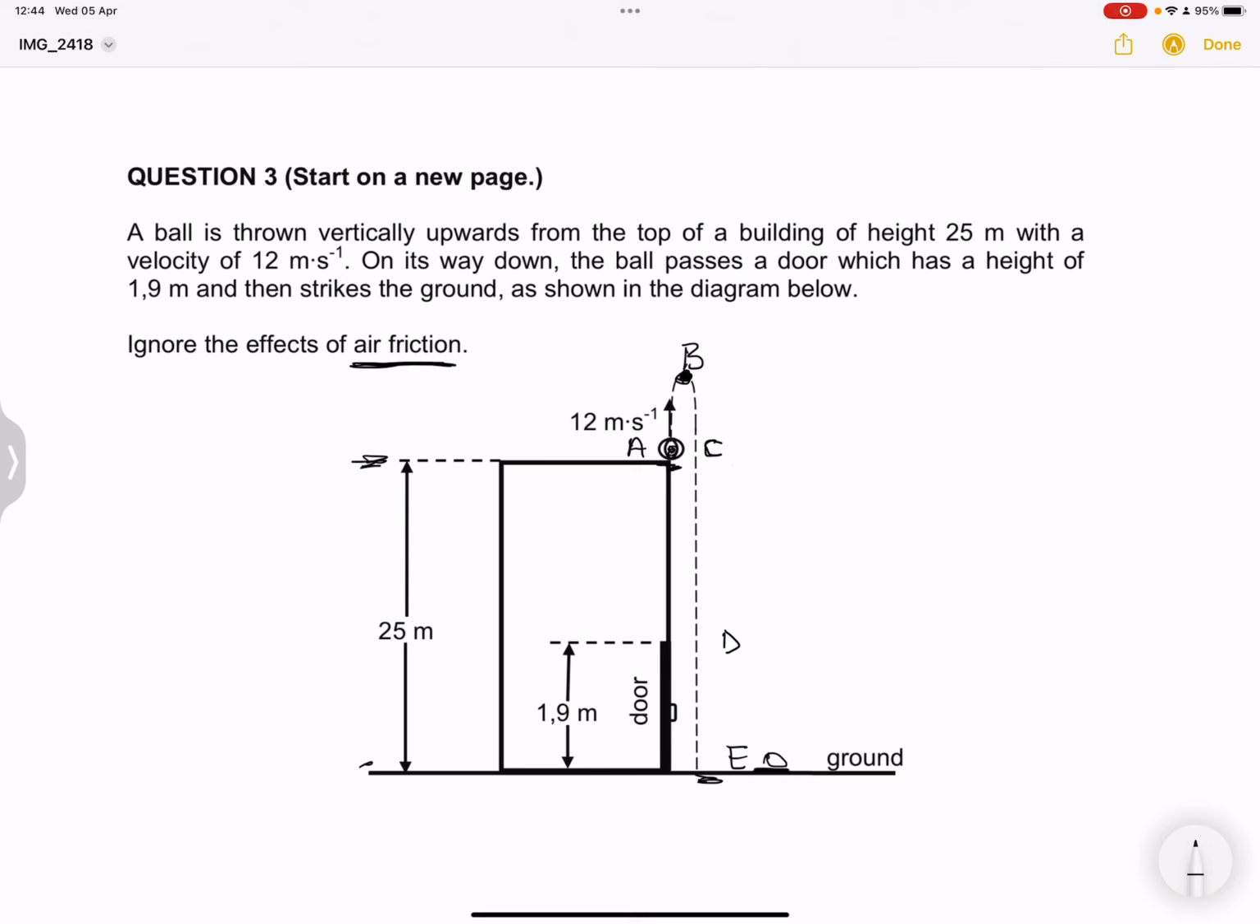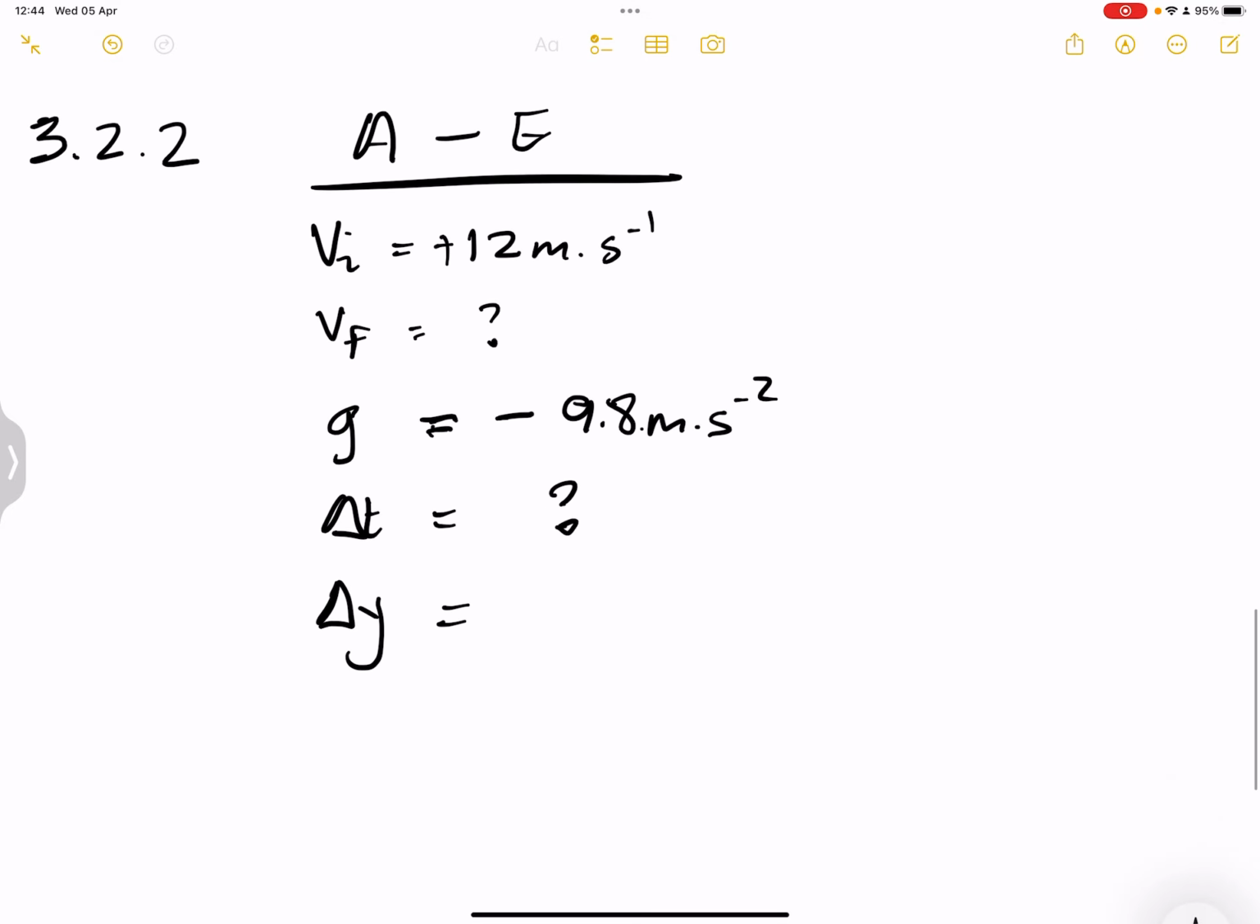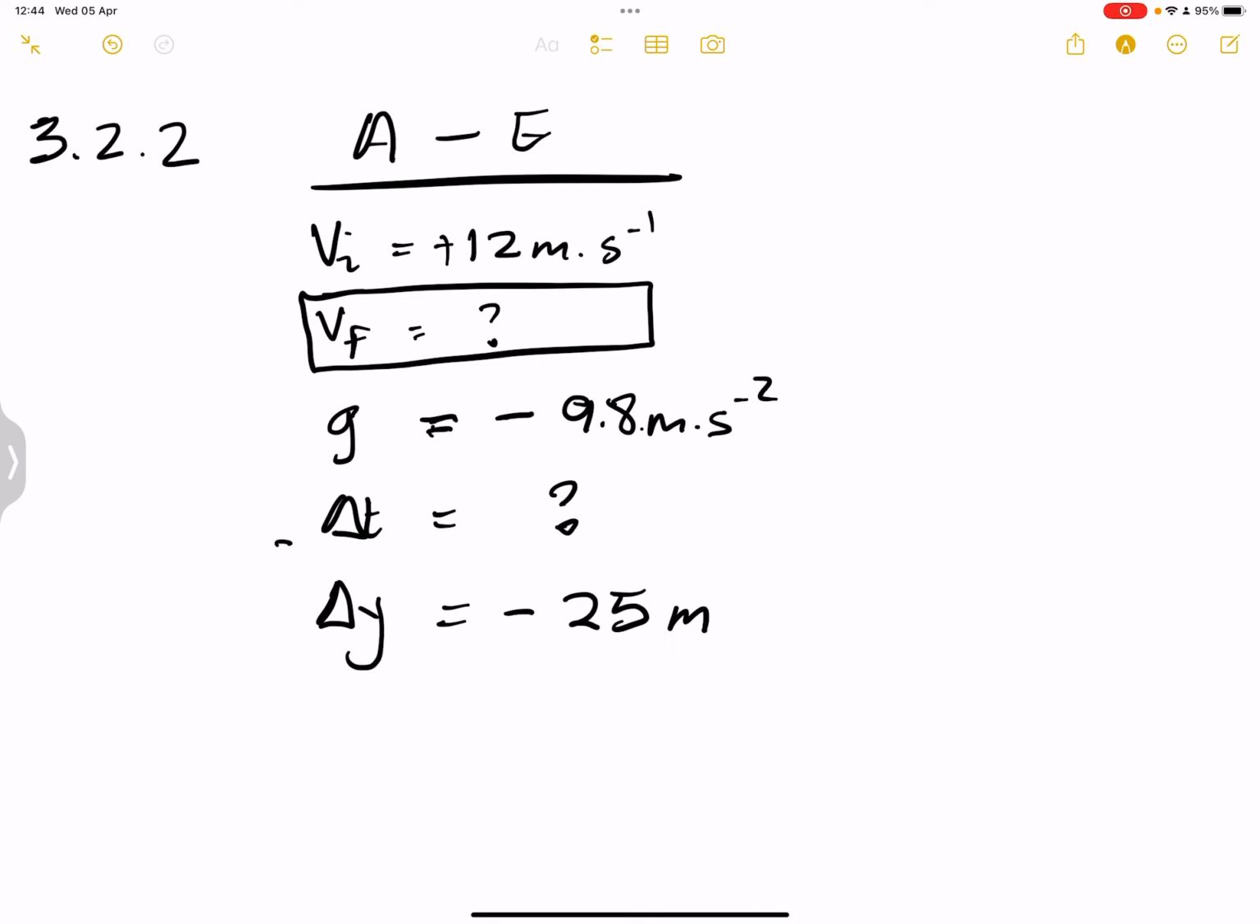So the displacement from A to E will actually be the 25 meters, but note it is displaced downwards, so meaning that it will be a negative, right? Because we said anything that's going up is positive. So it's displaced downwards. So that will be negative 25 meters, right? So in this case, we're looking for the final velocity, right? We do not have the time.